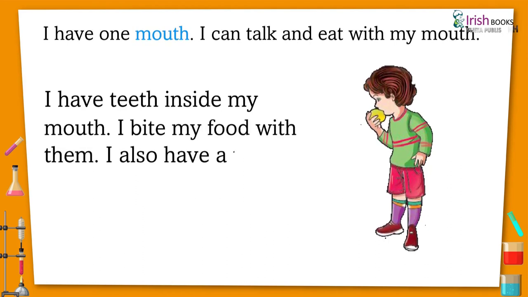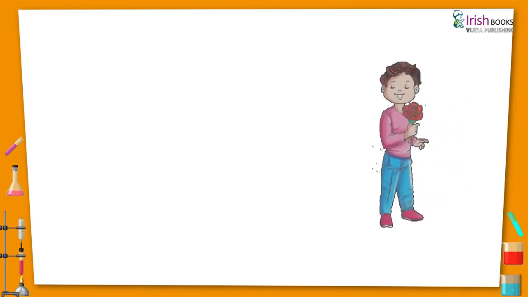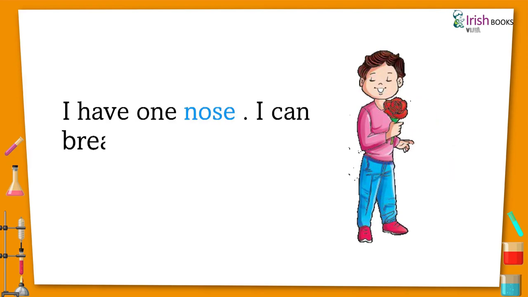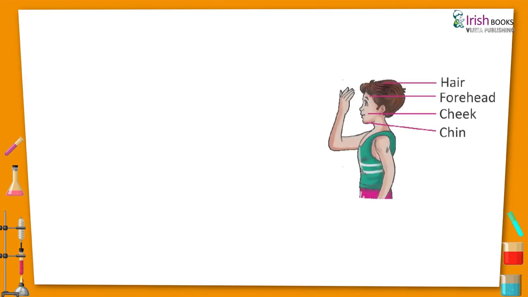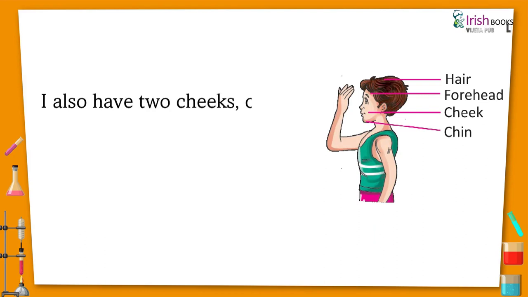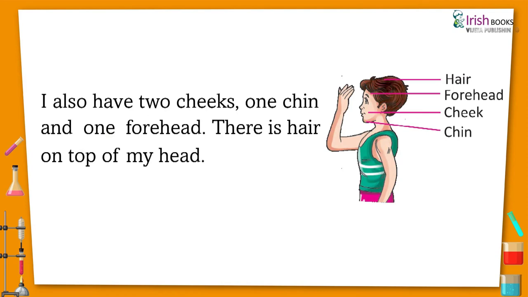I also have a tongue. I have two lips on my mouth. I have one nose. I can breathe and smell with my nose. I also have two cheeks, one chin, and one forehead. There is hair on top of my head.